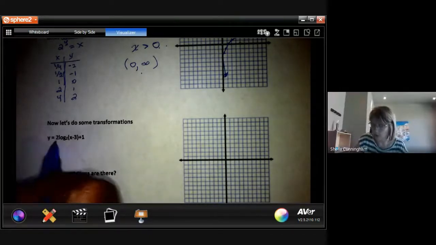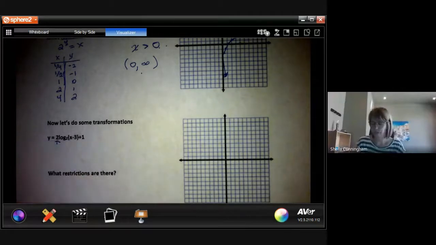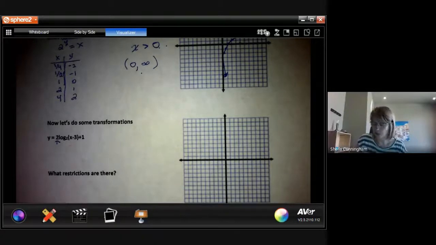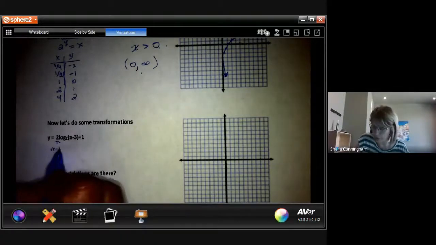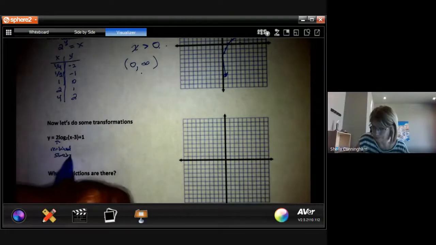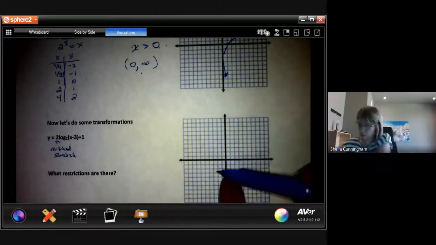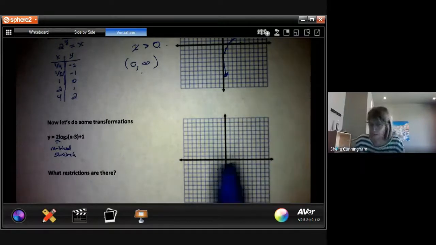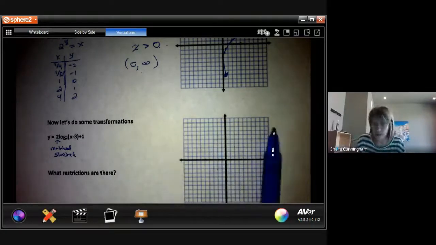So let's go through it. What does the 2 do? Is it a stretch? Yeah. So this is going to be a vertical stretch. So is that going to affect our domain at all? That's all it's going to do, it's just going to stretch out that graph, right? But it's not affecting placement this way or this way, is it?